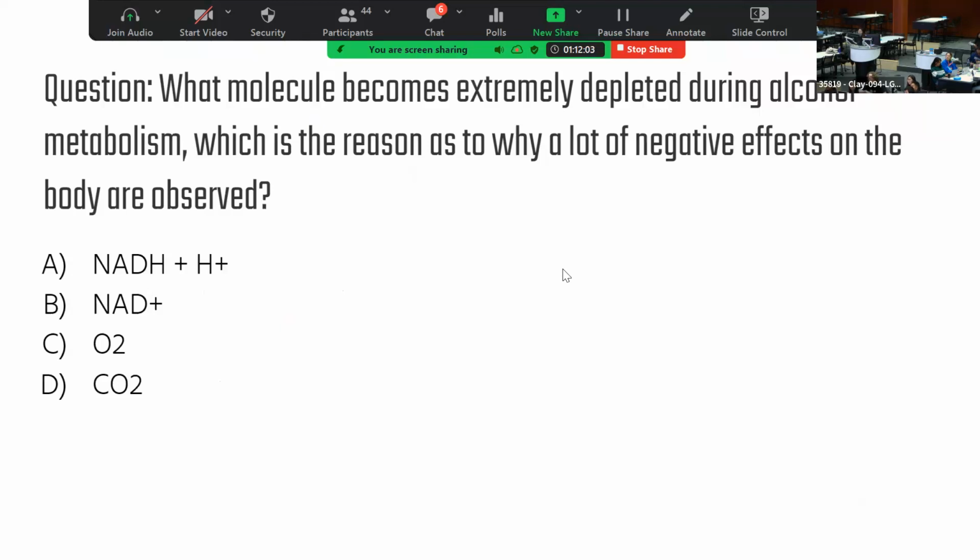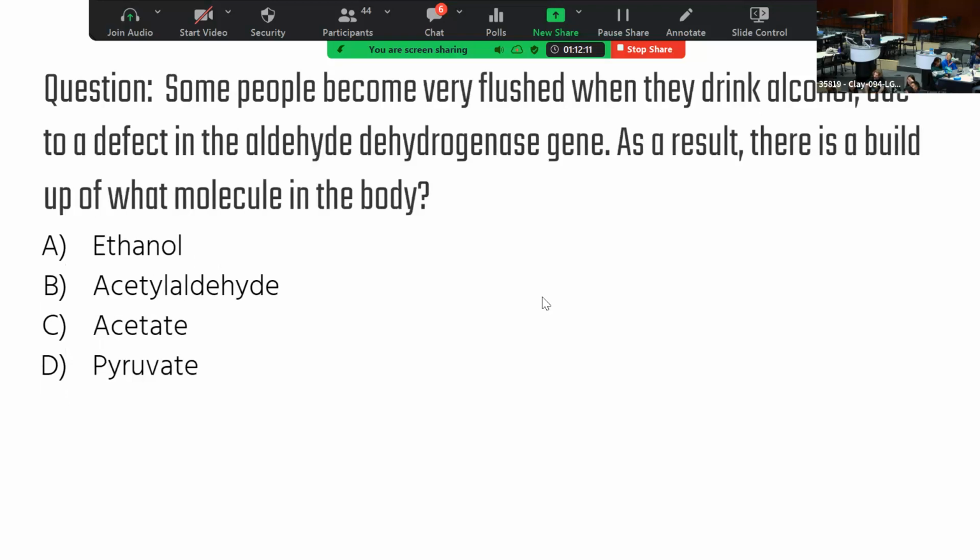Okay, I've yapped on about this one enough, so I think you should all know the answer for this one is B. Okay, so next we have this defect in enzyme aldehyde dehydrogenase gene, and as such, there's a buildup of what molecule in the body? I think I heard B. I might have just been gaslighting myself, but B is the answer for this one here. So acetaldehyde. So that's the second step after ethanol.